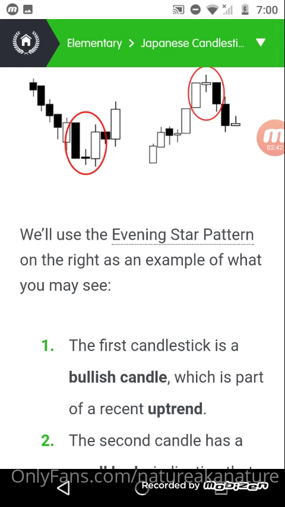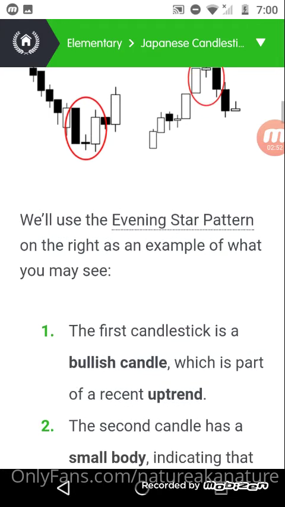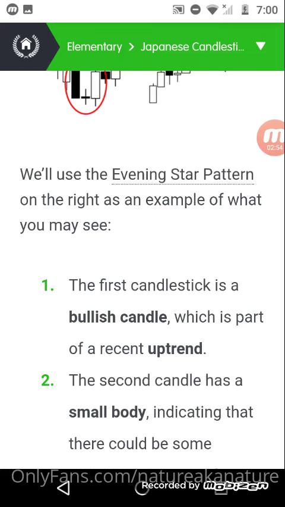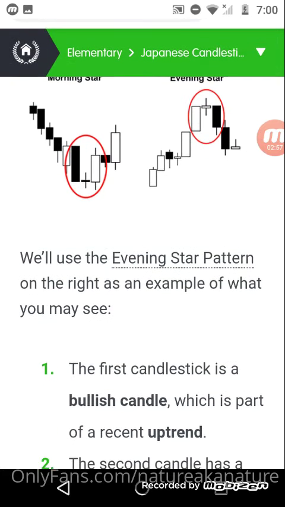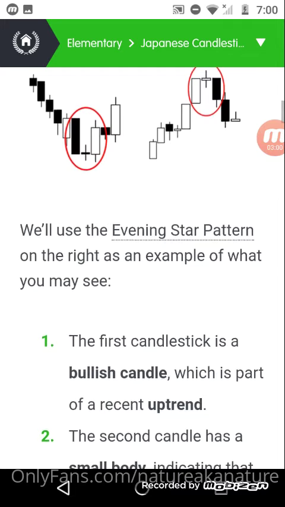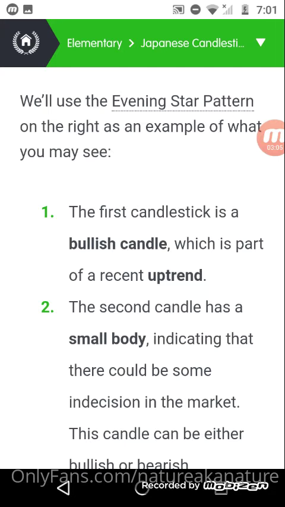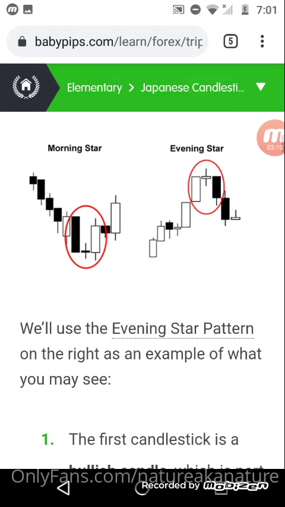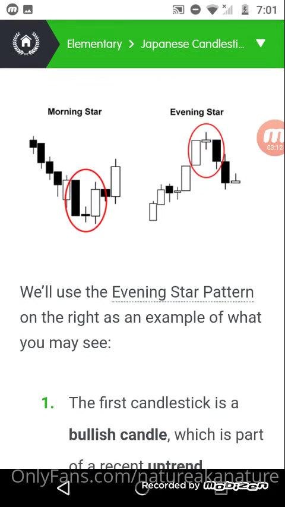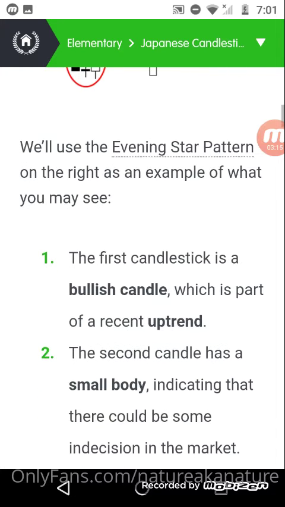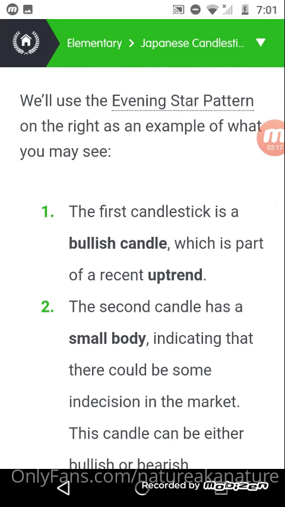So the first candlestick is a bullish candlestick, which is a part of the recent uptrend. The second candlestick, however, is a small body candlestick. It looks like a spinning top, looks like a doji, more like a spinning top. The small body indicates that there could be some type of indecision in the market. Remember, spinning tops and dojis mean indecision, which means a reversal is coming.